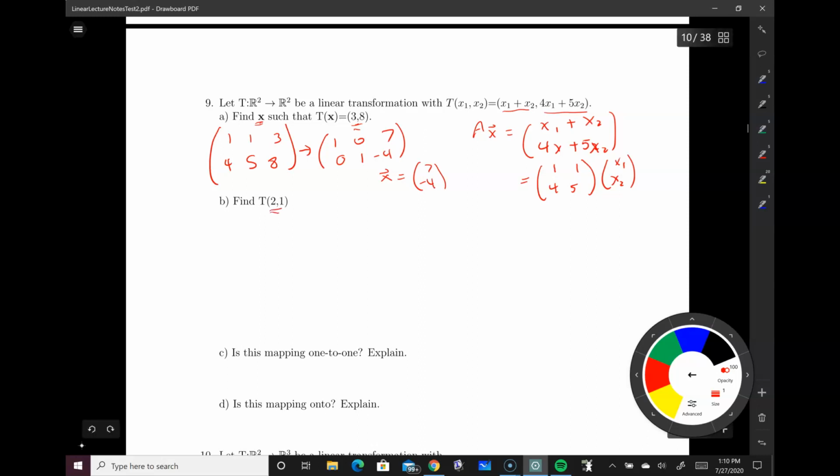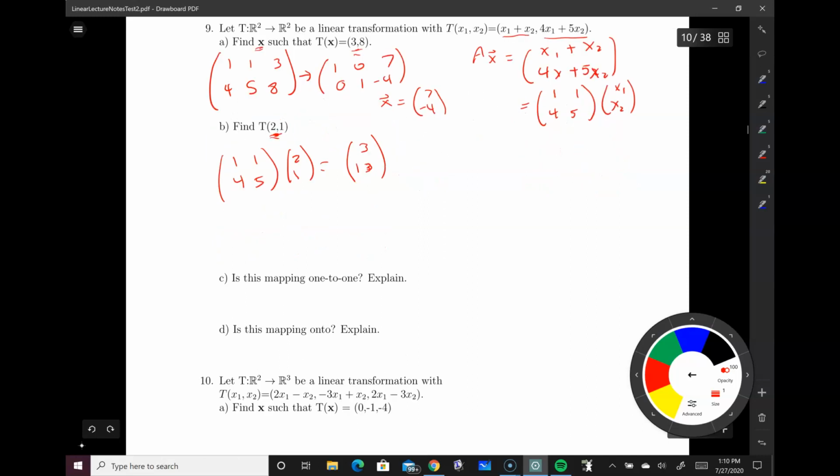This is asking me, if I have this in the domain, where does it go? So in the domain, I have the vector (2, 1). To find out where that goes, I'm going to take the matrix A and multiply it by (2, 1). So if I do matrix multiplication, I get (3, 13). Oops, that's plus 13. Okay.